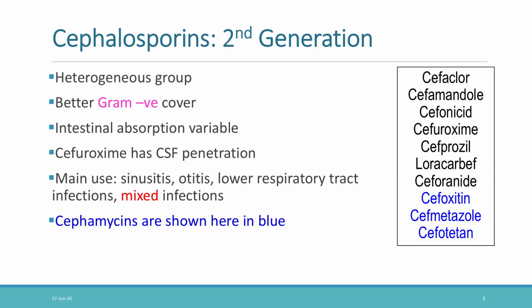Certain members of this generation, particularly the cephamycins shown in blue, possess additional anaerobic activity. This makes them useful in mixed infections involving both aerobic and anaerobic organisms. The second generation therefore occupies an intermediate position between the strong gram-positive activity of the first generation and the broad gram-negative activity of later generations.